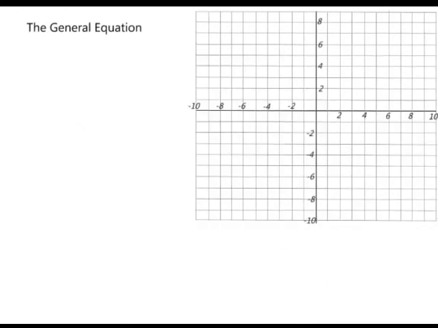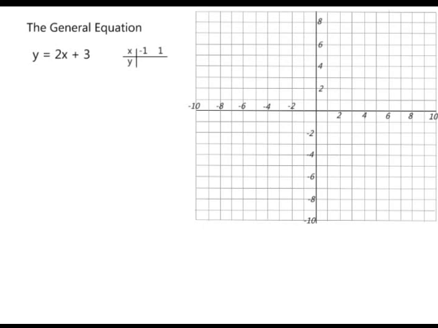Next, the general equation of a straight line. Now, consider a line whose equation is y is equal to 2x plus 3. We can obtain any 2 points on this line by taking any values of x and substituting them in the equation to get y. For example, let's take 2 values of x, minus 1 and 1. And then we substitute in this equation and we get the corresponding values of y.